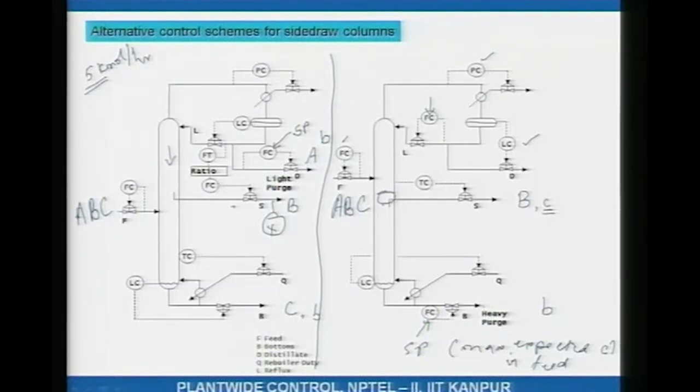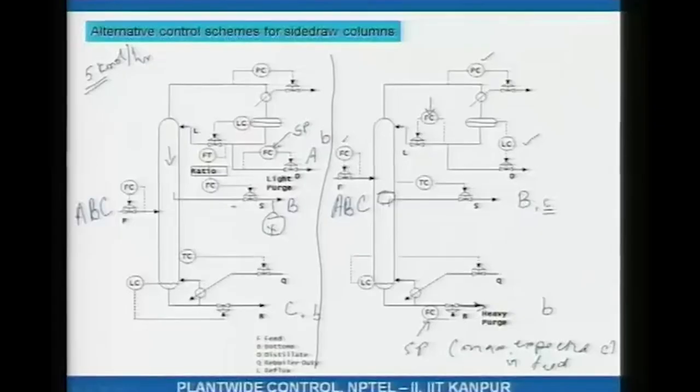Okay. So again, this control structure is very simple in the sense that it uses only flow controllers, level controllers, pressure controllers and temperature controllers. It avoids the use of composition control. Of course, you are losing some amount of B here because you are holding the flow rate of B constant. Now, if in the feed stream the component flow rate of B goes beyond this set point for whatever reason, then what would happen is that B would start coming out here, okay.